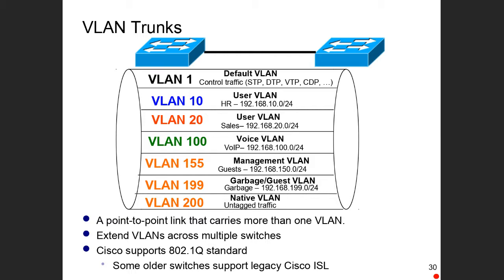So a trunking cable, this black thing that connects our two switches together, it's a point-to-point link. It's just another Ethernet cable that plugs the two switches together. But instead of it being an access port, which can only be assigned to one VLAN, we're going to allow it to commingle all of these VLANs on one wire. And the word trunking comes from the telephone company.